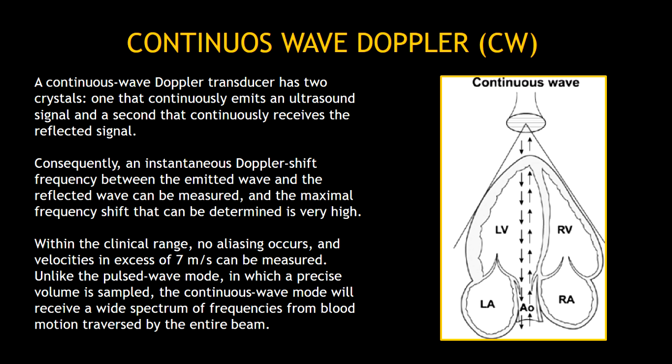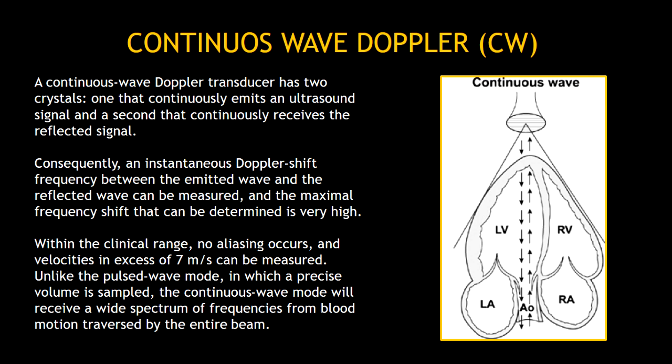Continuous wave Doppler. A continuous wave Doppler transducer has two crystals, one that continuously emits an ultrasound signal and a second that continuously receives the reflected signal. Consequently, an instantaneous Doppler shift frequency between the emitted wave and the reflected wave can be measured, and the maximal frequency shift that can be determined is very high. Within the clinical range, no aliasing occurs, and velocities in excess of 7 meters per second can be measured.